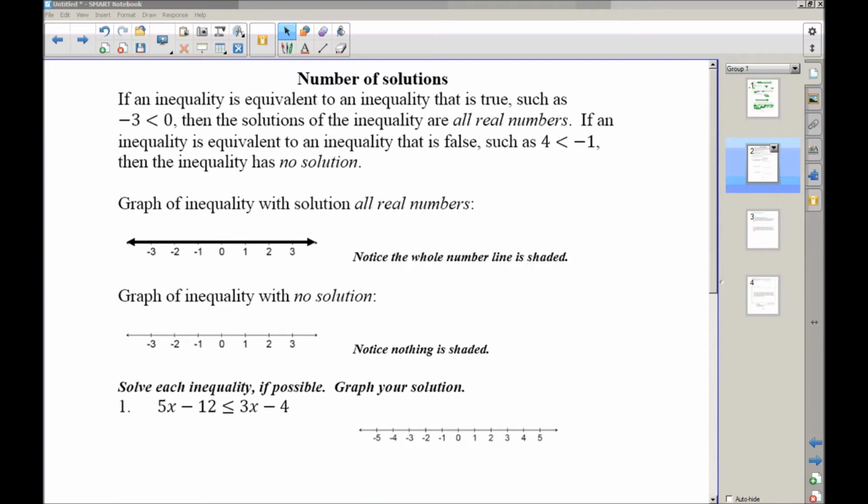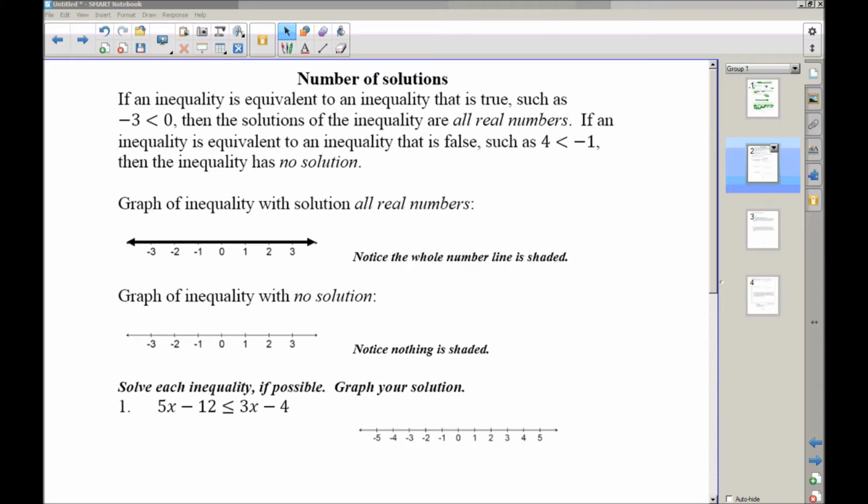All right, page 2 starts off with something up top. It says the number of solutions. It says if the inequality is equivalent to an inequality that is true, such as -3 is less than 0, then the solutions of the inequality are all real numbers. So if I try to solve for x and all the x's go away and I end up with a true statement, just like before when we were solving for equations, we say all real numbers. Okay, so there's a lot of more ways than just the same number on both sides now.